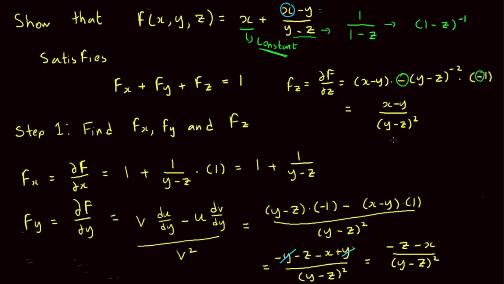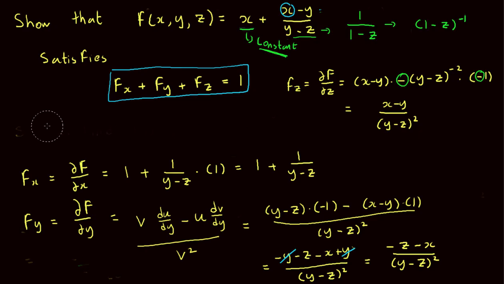It means our fz. Now, the next step, as I've told before, is to show this relationship: when we add fx plus fy plus fz, we're able to get 1. That's the most important thing, actually. Let me erase the stuff here because we have so much on the board that we cannot really do anything.